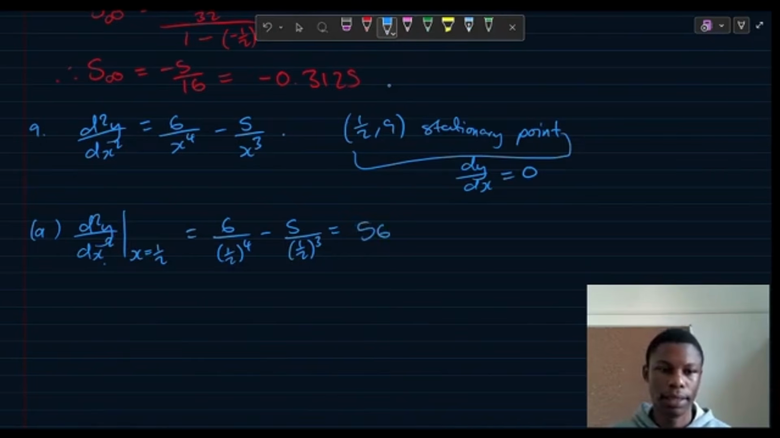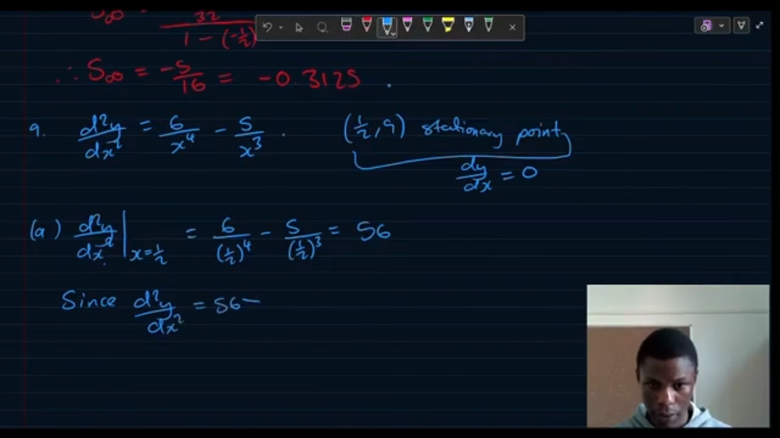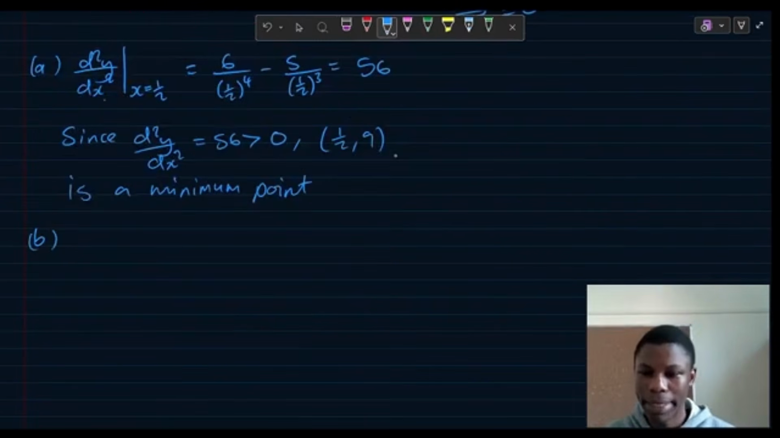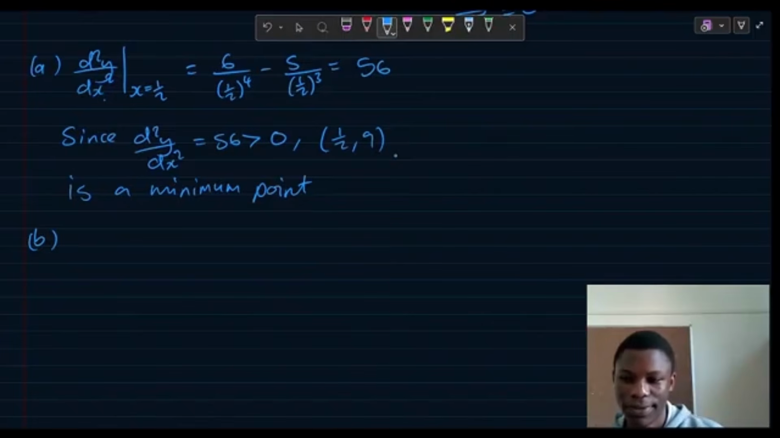That's 56. So since our second derivative is equal to 56, which is greater than 0, the point, what's the point again? Half, 9 is A. That's going to be a minimum point. If your second derivative is positive, you've got a minimum point. If it's negative, you've got a maximum point. And part B says find the equation of the curve. 7 marks. That's a hell of a question.